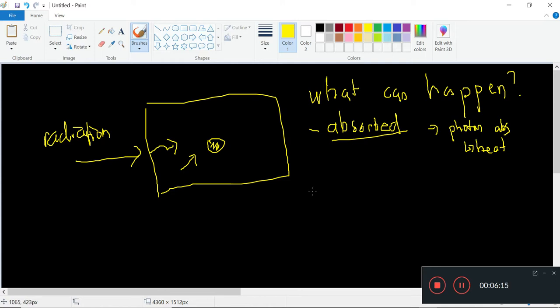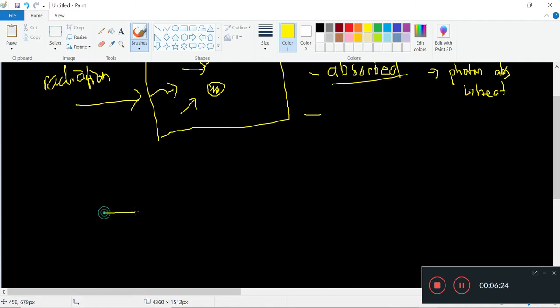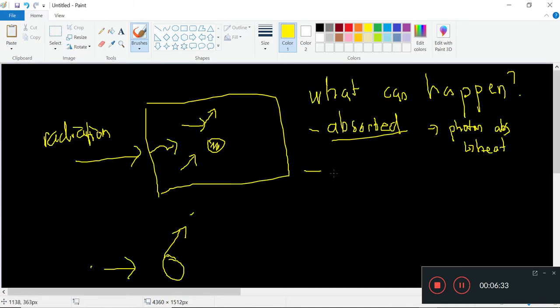Second thing that can happen, the radiation trajectory can change. The photon actually bounces off a molecule. So we have a photon here, it looks at this atom and then, pong! It gets scattered off into a different direction. So this is called scattering. Scattering is basically the radiation changing direction.